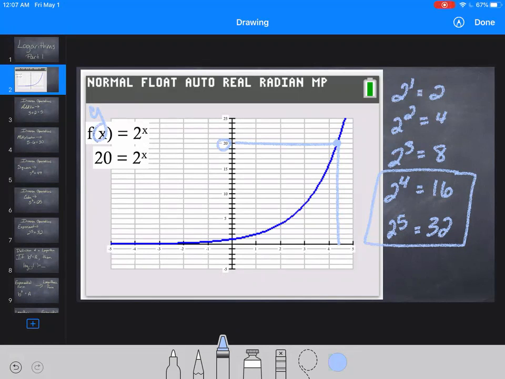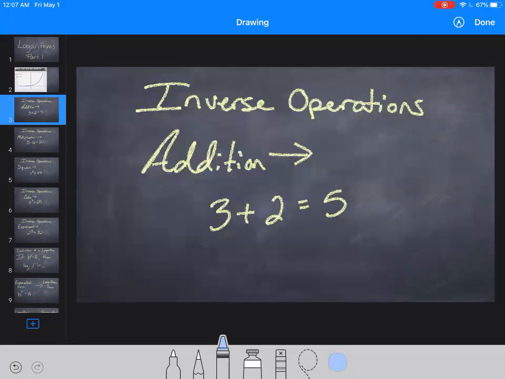Well, there's a method that we can actually use so we can get a very, very close answer. So we don't have to estimate that it's somewhere between 2 to the fourth and 2 to the fifth. We can actually get something more exact. So what we're going to be looking at today is inverse operations.